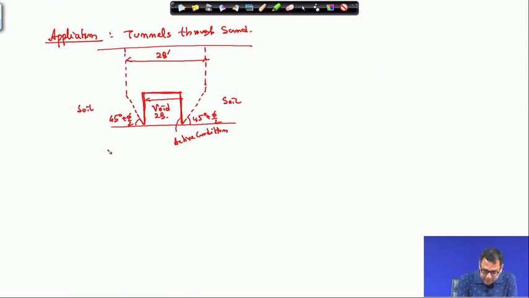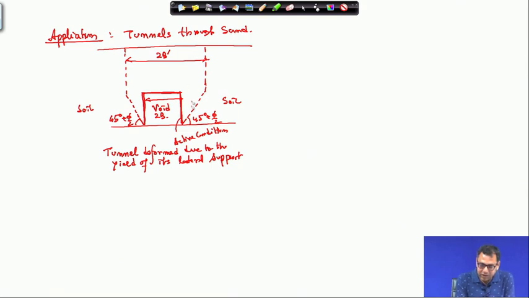So, I can write that in this case the tunnel deforms due to the yield of its lateral support. The support will move, and this soil is also moving. So that means this soil is stationary and this soil is yielding. Okay. Here the deformation pattern will be something like this.